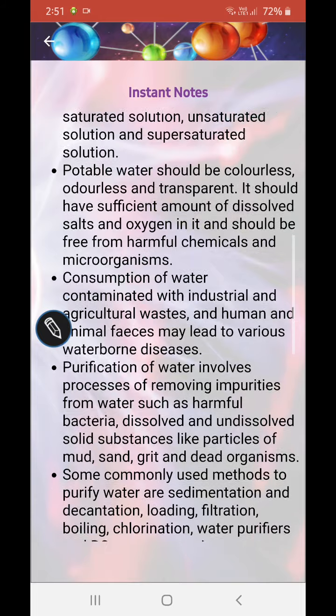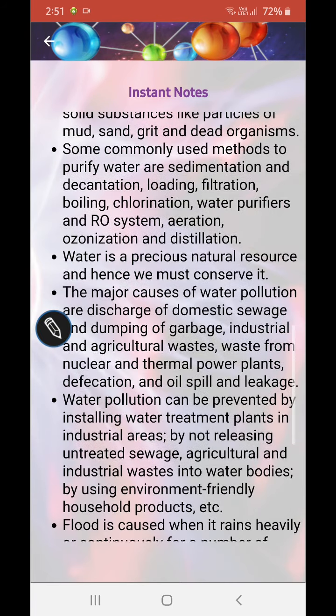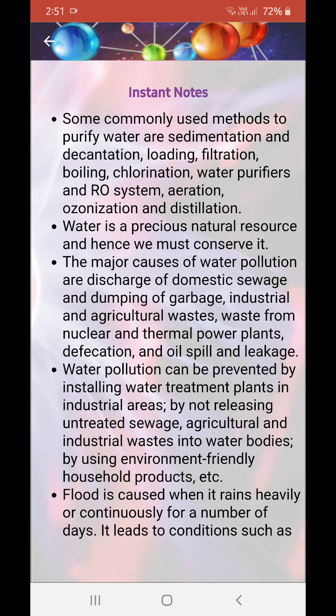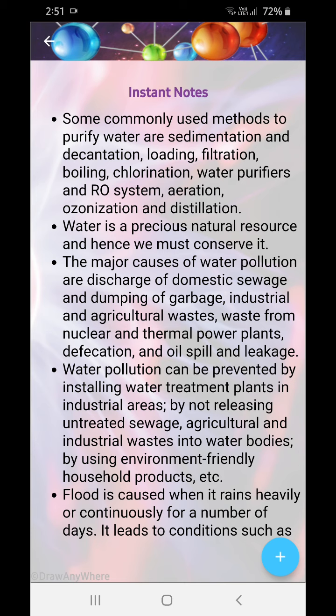Okay. Some common methods used to purify water are sedimentation and decantation, loading, filtration. Loading is actually not a process. Okay, just cross it out. It's just used with sedimentation and decantation. Boiling, chlorination, water purifiers with the RO system, aeration, ozonization and distillation.